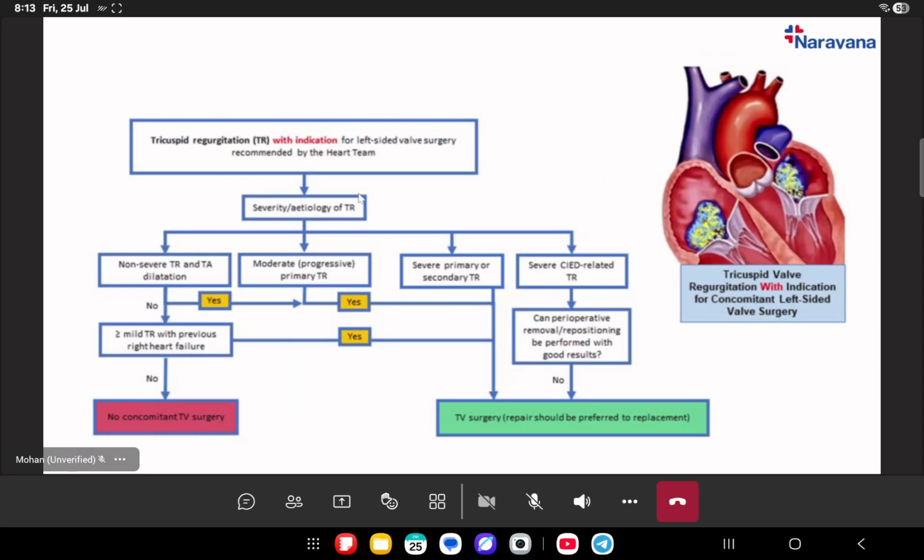And then tricuspid regurgitation with left-sided valve surgery. Severity is non-severe TR or tricuspid annular dilatation, and moderate or progressive primary TR, severe primary TR, and all of this will go towards tricuspid valve repair, which should be performed. If there are no right heart failure symptoms and if the TR is only less than mild or mild, then no concomitant tricuspid valve surgery is required.